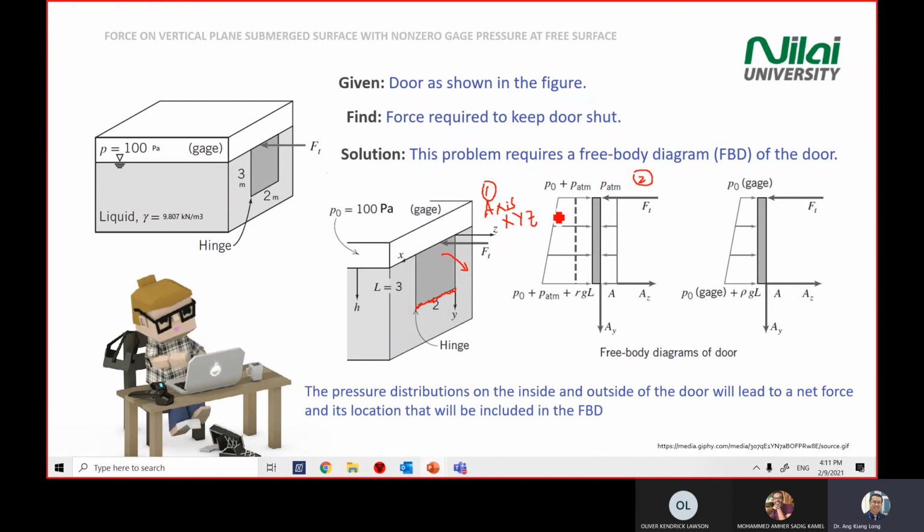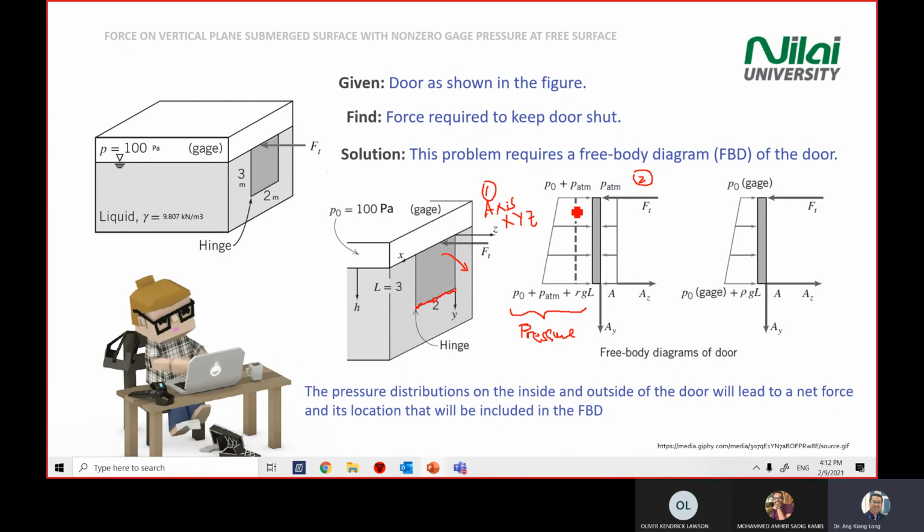So from the free body diagram, you draw the hinge. This is the door, and then you draw the force. This is the pressure, the hydrostatic force. In this diagram, this is the pressure force.